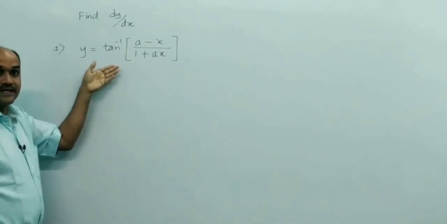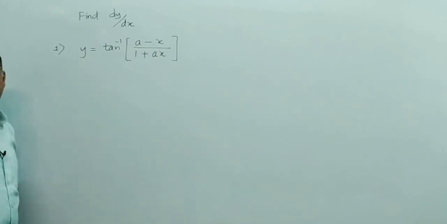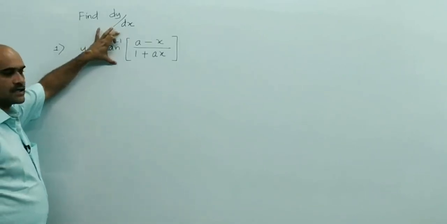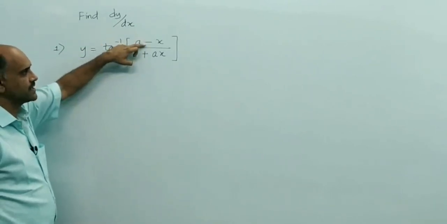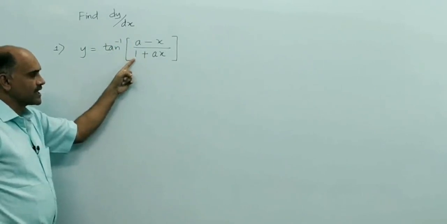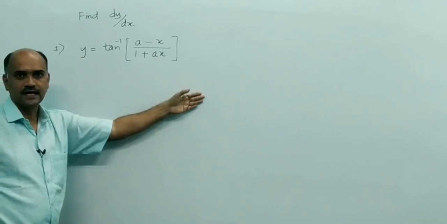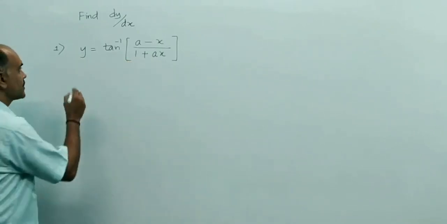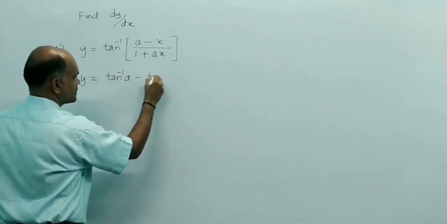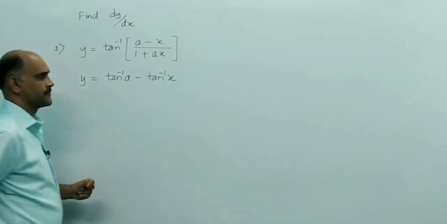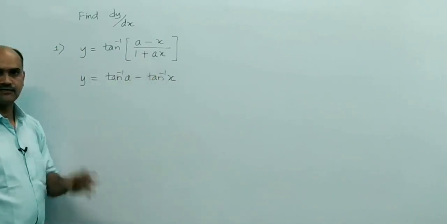Now students, don't differentiate directly, it will become lengthy and it will not be easy to simplify. Now observe this and the two formulas which we had written. The two hints I had told: if there is plus here, there should be minus, and here 1 has to be there. If you observe, this is the second formula which I had written. So this expression you can write as y is equal to tan inverse of a minus tan inverse of x.